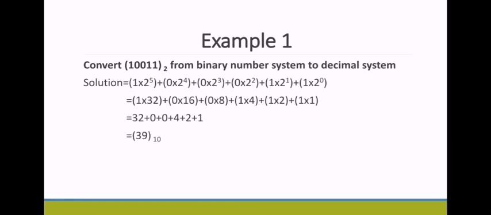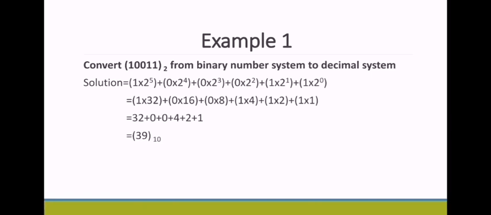On number 2, you can see the powers. The powers we will start writing from the right side. Starting from the right side, the first power we have written 2 to the power 0, then 2 to the power 1, 2 to the power 2, 2 to the power 3, 2 to the power 4, and 2 power 5. This is how we have written all the powers.